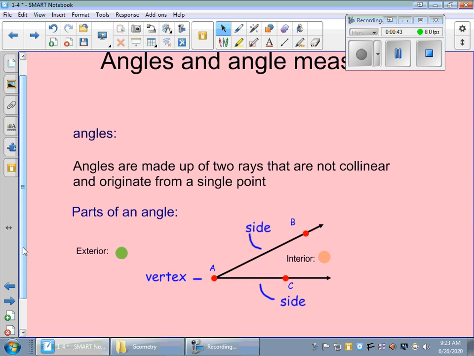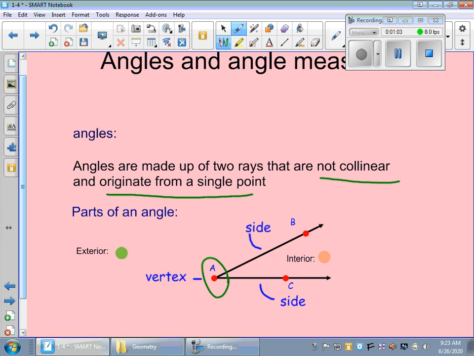Now let's formally define what an angle is. Angles are made up of two rays that are not collinear. Remember we learned that earlier, not collinear, not in a straight line. And originate means they start at a single point. So here is the single point that they start with. That's called the vertex. So the vertex of our angle is A.